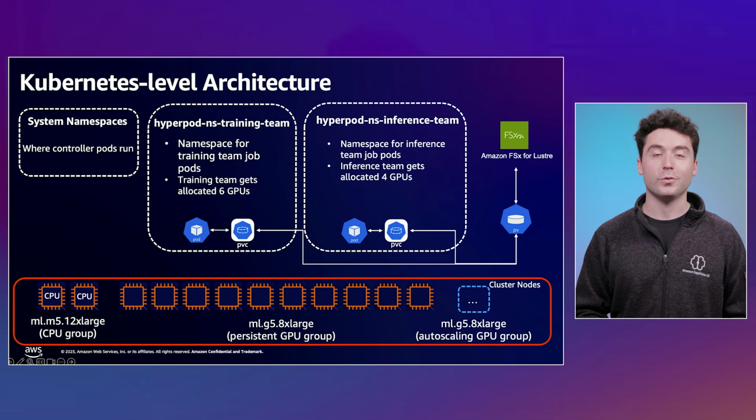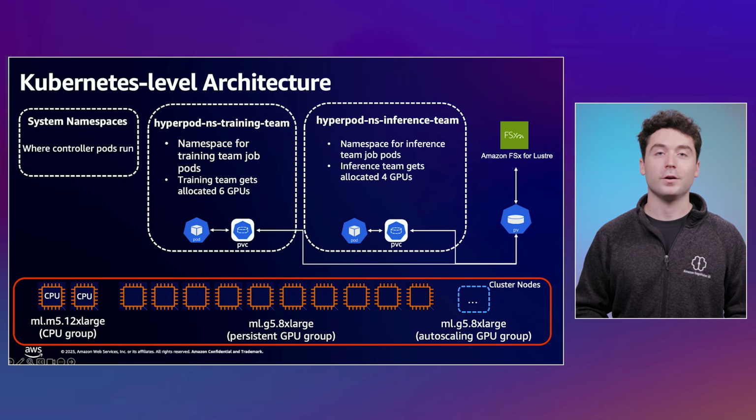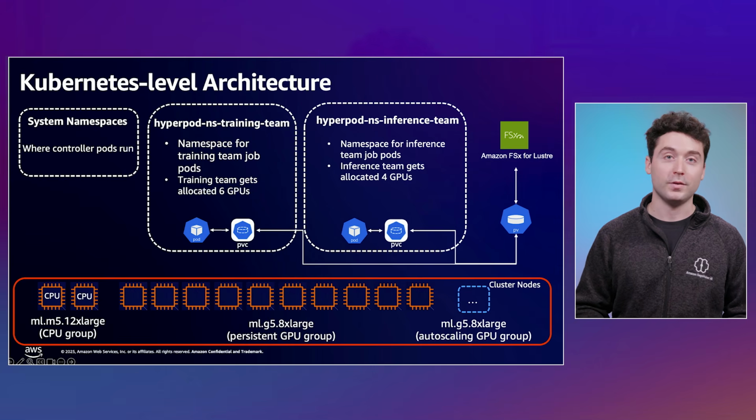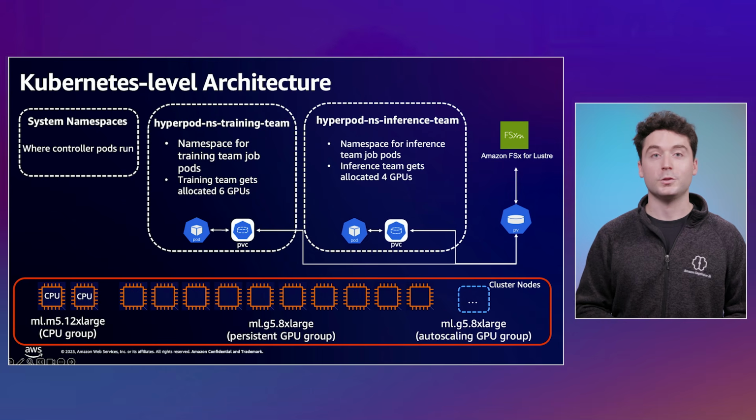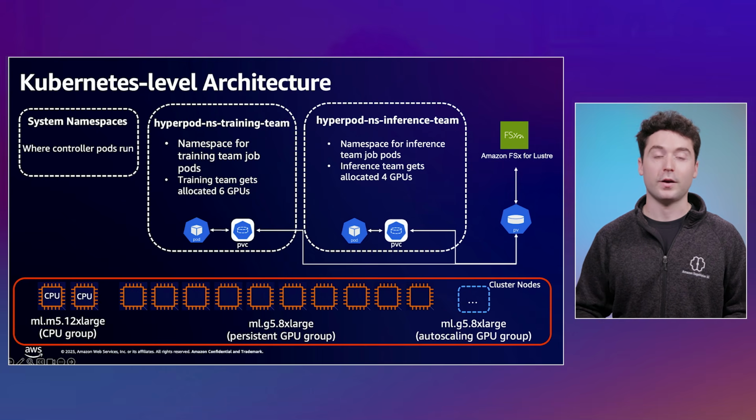For storage, we use Amazon FSx for Lustre for reading our data, as well as reading and writing checkpoints. We mount it via a persistent volume claim, or PVC, in each namespace, which maps to a persistent volume, or PV, tied to the FSx file system. Now, what are these task governance namespaces?